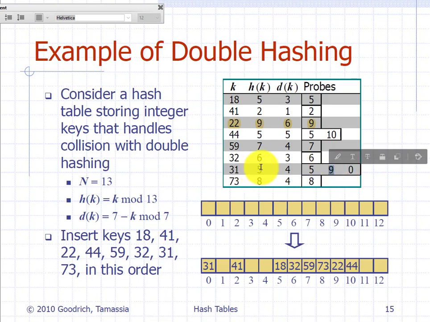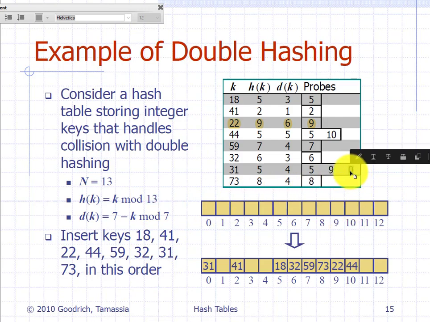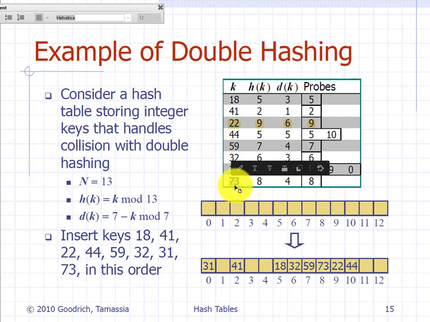Well, all we got to do is say h of k plus d of k plus d of k, which gives us 13. So 5 plus 4 plus 4 is equal to 13. 13 is the size of the array. So 13 modulo 13 is 0. And that's where the 0 comes from. So we're now going to probe 0, and there's nothing there. So we can put in 31. The last is 73. Our first hash function gives us an 8. We look in 8, it's empty. So we can put 73 in here.